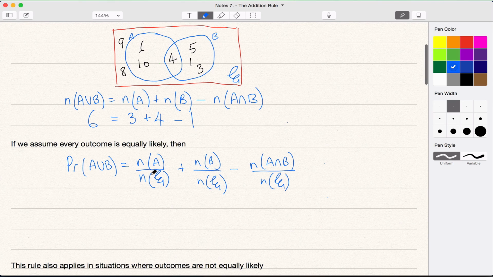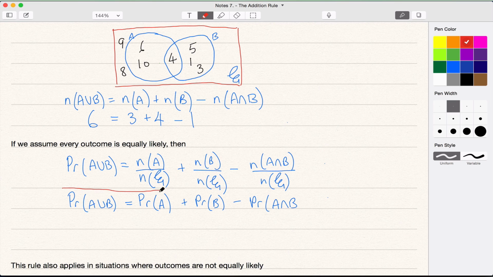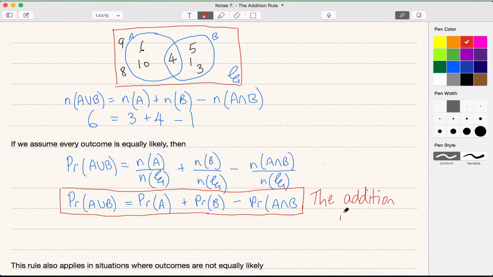And we can rearrange this to write it as, because the number in A over the total number is just the probability of A happening, plus the probability of B, minus the probability of A intersect B, that is equal to the probability of A union B. That is something I would put in my summary book. And it's called the addition rule.